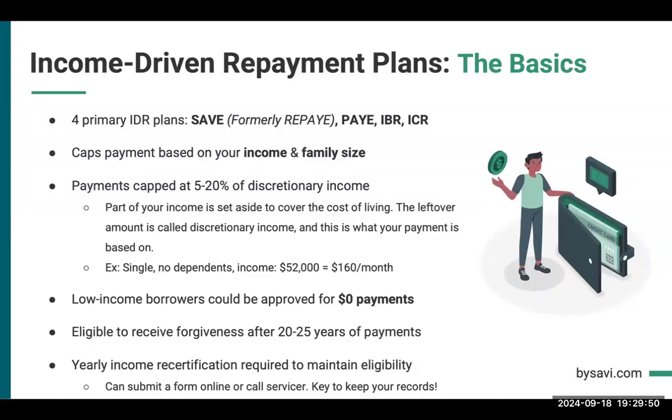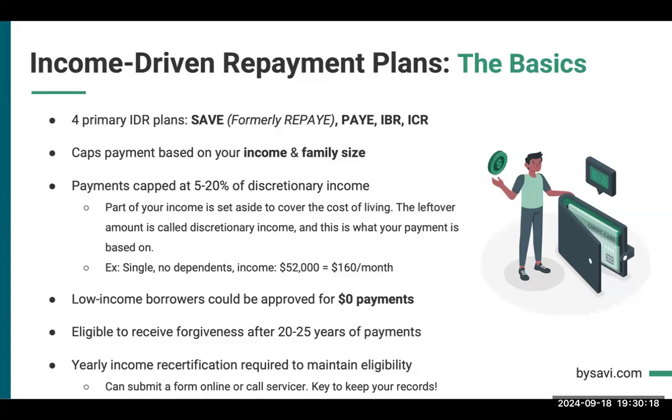Now, for every child dependent that you have, that's going to lower that monthly payment by about $50 per child. Even unborn child dependents count. So if you're pregnant, that can count to help lower your income-driven repayment plan. And another thing about these plans is that after you are on one of these for 20 to 25 years, depending upon the plan, you are eligible to receive forgiveness.